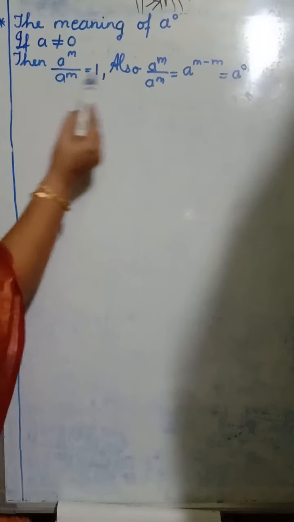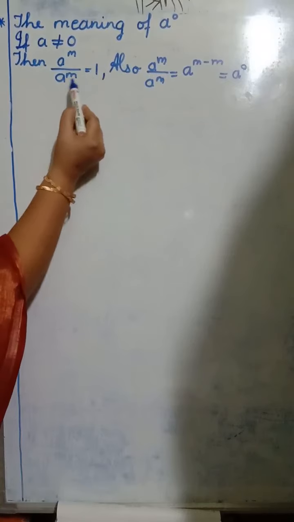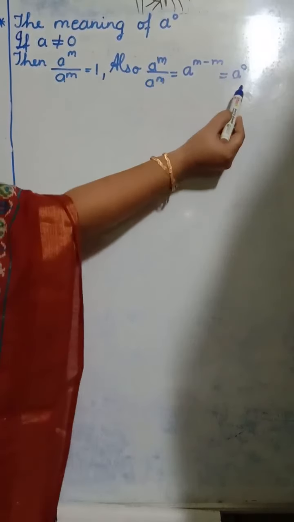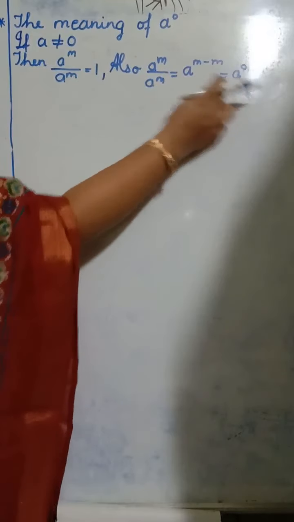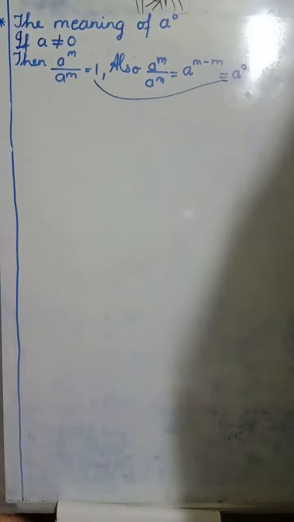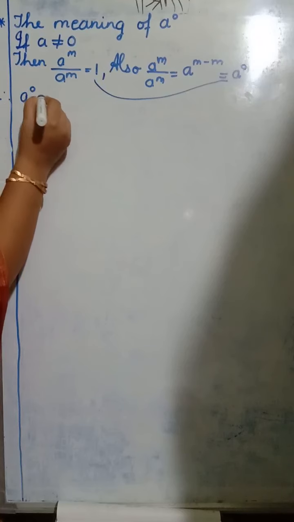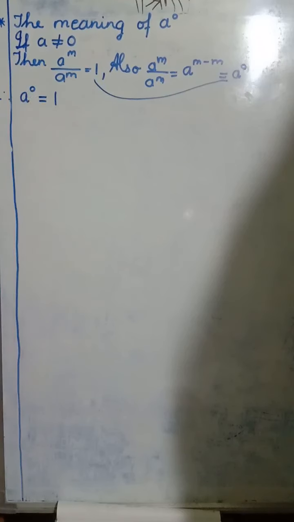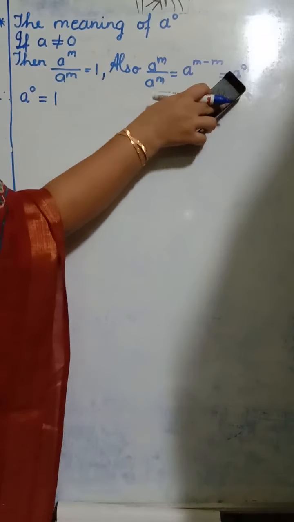Now see, is the division the same on both sides? Yes. Its answer is 1 and this answer is a raised to 0. If this is equal to this and this is equal to this, then indirectly 1 equals a raised to 0. Therefore, we can say the value or meaning of a raised to 0 is equal to 1. So, the meaning of a raised to 0 is equal to 1.